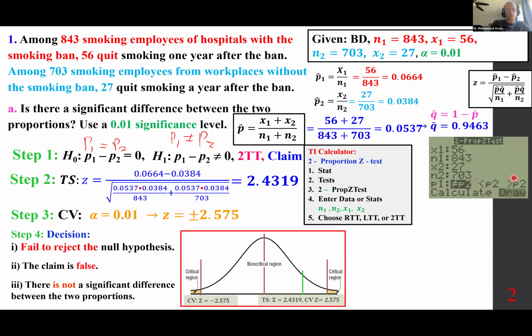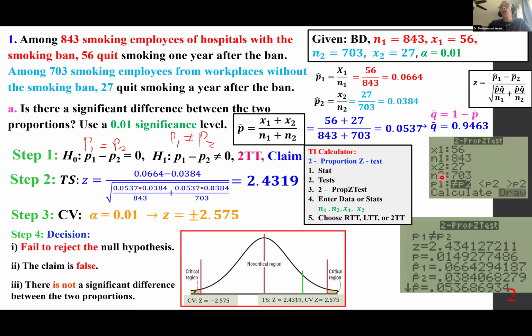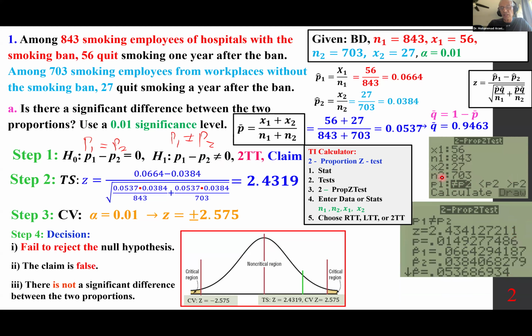not equal to P2, less than, or greater than. So in other words, this one. That's why I said you may use this one, you may use this one. Technology uses that one, it doesn't matter. Understand they mean the same thing. So you calculate, what do we get? Let's take a look at everything that we get. Number one, the test statistic, it's been calculated with a lot more decimals.